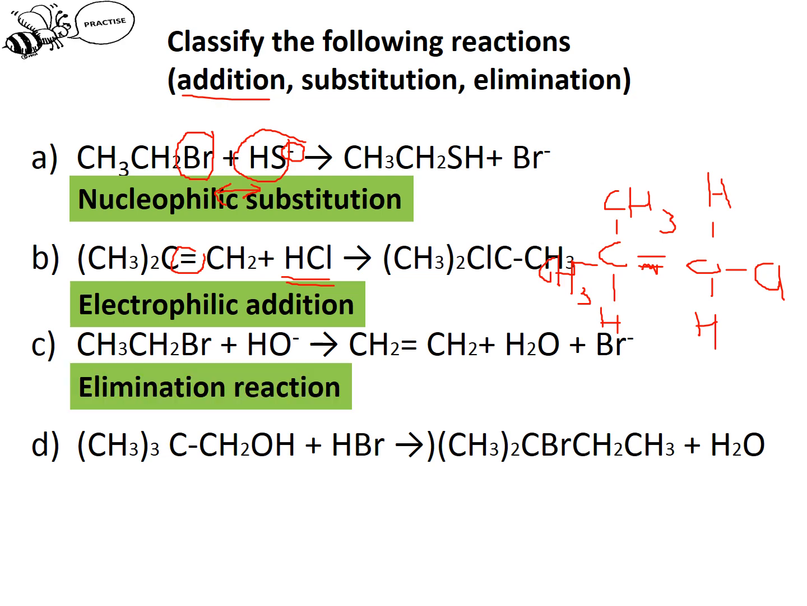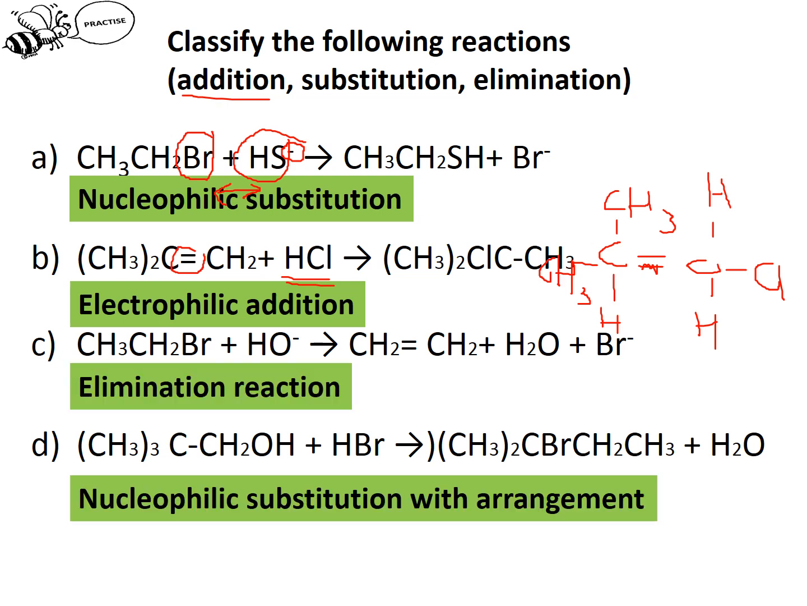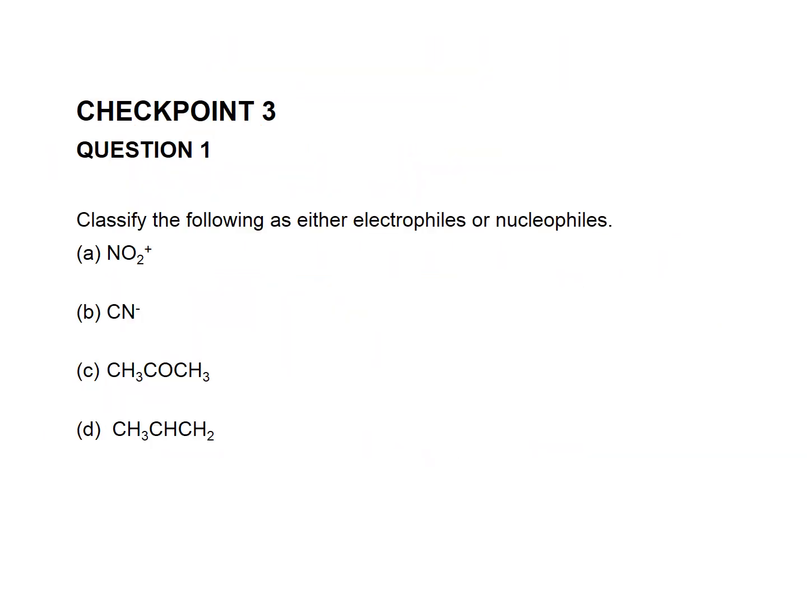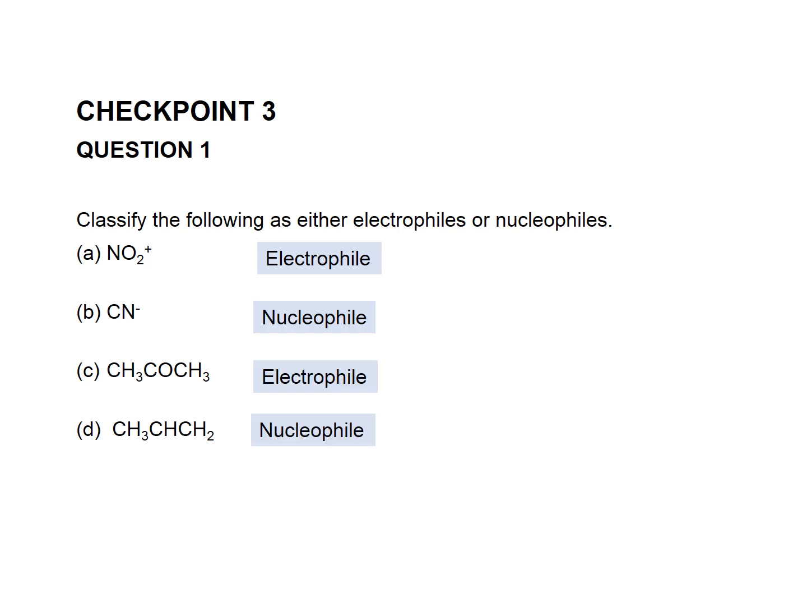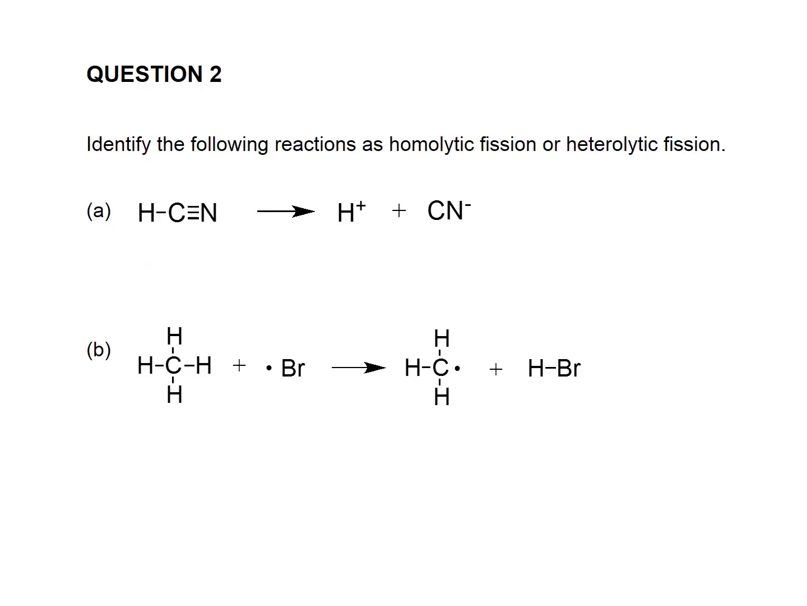Okay, same goes here lah. Elimination reaction, and the fourth one is nucleophilic substitution with rearrangement. Okay, checkpoint pun dah buat itu. So these are the answers. Just recap with your notes. Checkpoint question 1. Checkpoint question 2. Identify the following reaction as homolytic fission or heterolytic.